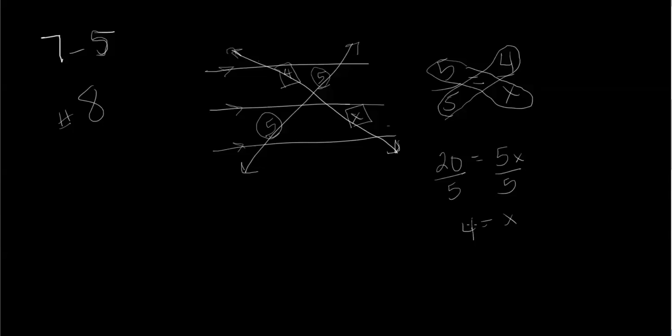Now, if you put that back in here for your x, you should see that that makes sense. If the distance on this line from here to here is 5, and the distance here is 5, it means the distance between parallel lines is exactly the same. So if the distance on this line is 4, then the distance between the parallel lines on this transversal should be the same as the one above it, and it is. It's 4.